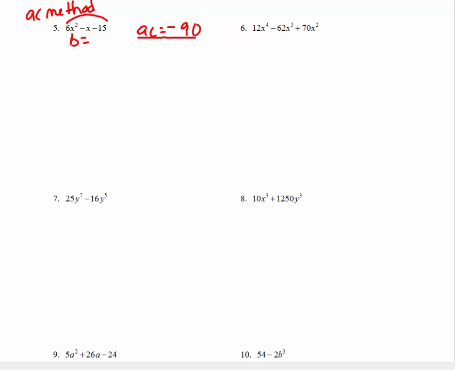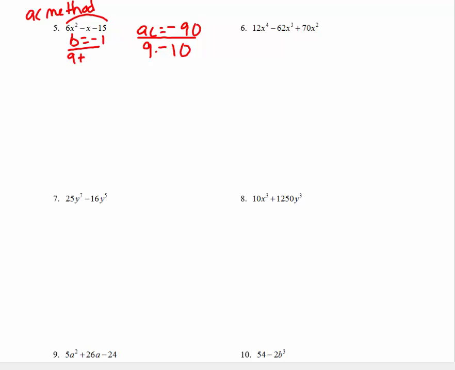Well, b would be a negative 1. It's the number in front of my x. So what are the factors of negative 90 that would add up to negative 1? They would be a positive 9 and a negative 10. When I multiply those two, I get a negative 90, but if I add 9 and negative 10, I get a negative 1.